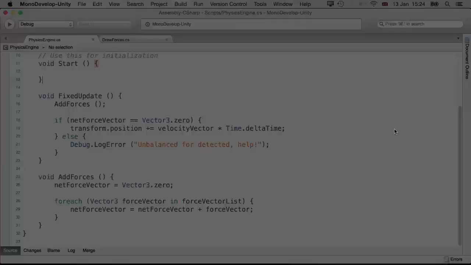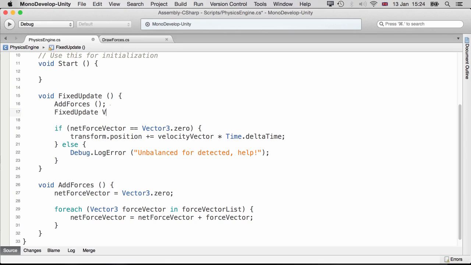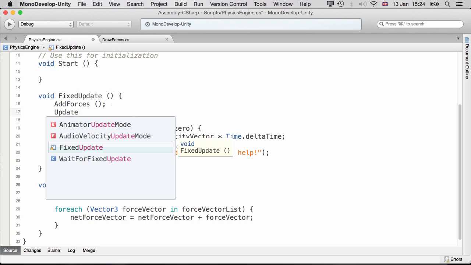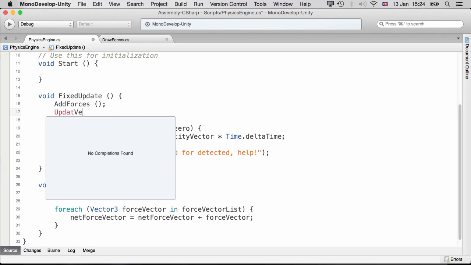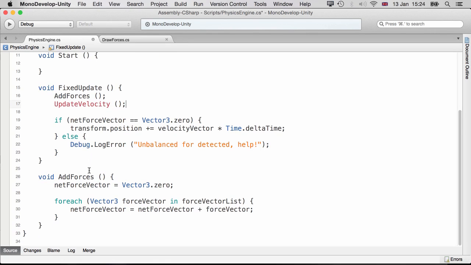Okay, cool, welcome back. So how are we going to do this? Well, let's make this new method called update. Oops, it filled in for me. Update velocity. Like that. It's a wishful method, it doesn't exist yet. And then let's write the method. Void, it doesn't need to return anything.